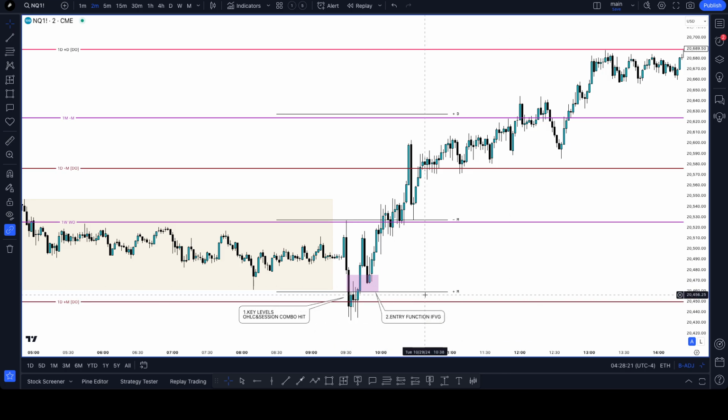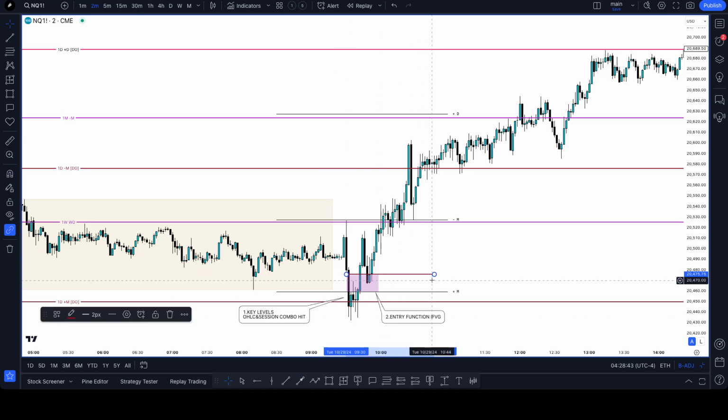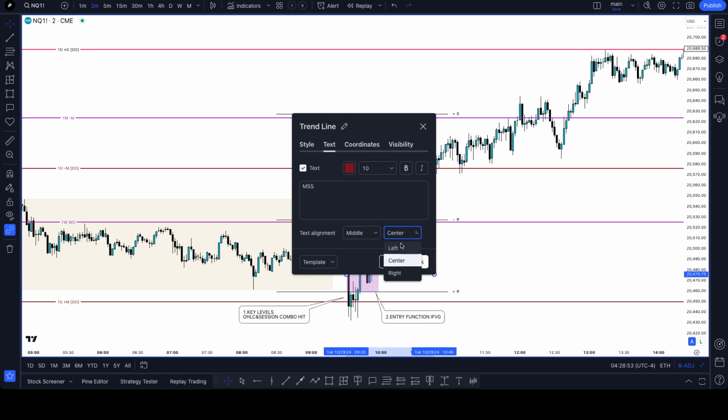So let's go ahead and talk about this real quick. So 9:30 price moves down, next candle moves down, finally closes below our session and OHLC levels. Price moves up. This candle right here validates the inverse fair value gap and market structure shift. You get a market structure shift right here the moment it closes above. And let's put that to the right.